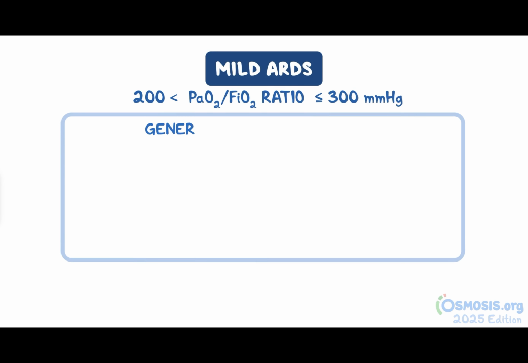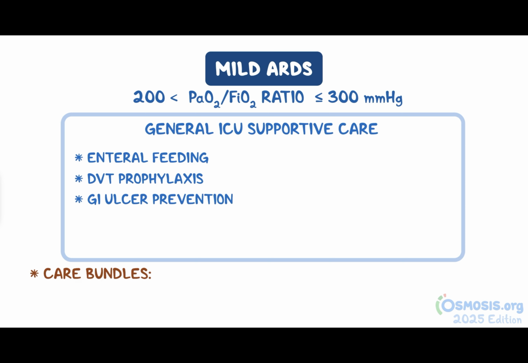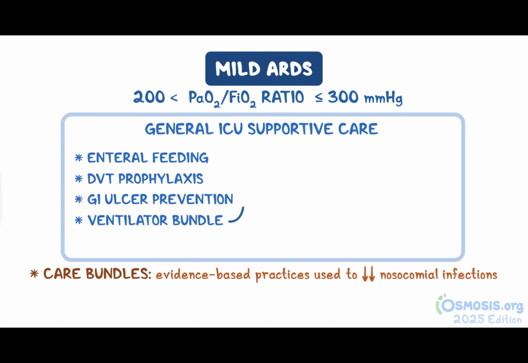Finally, there's general ICU supportive care, which includes enteral feeding, DVT prophylaxis, and GI ulcer prevention. Care bundles, a set of evidence-based practices commonly used for ICU patients, are used to reduce nosocomial infections, which is very common in ARDS patients. A ventilator bundle includes practices like daily oral care with chlorhexidine and raising the head of the bed between 30 to 45 degrees, all practices to prevent ventilator-acquired pneumonia.